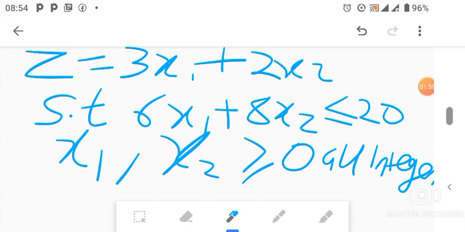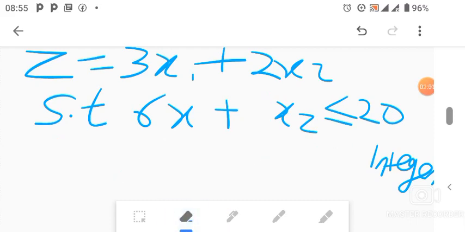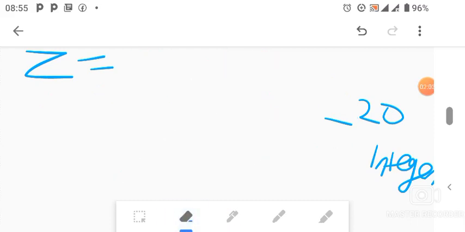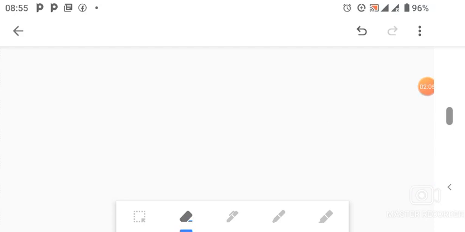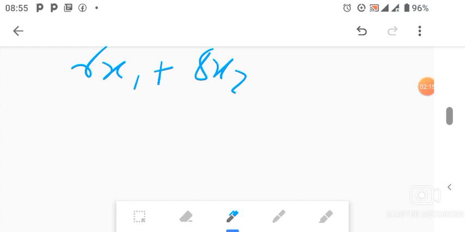I'll just erase this. I'm sure when you rewind this video, you'll be able to see the question again. So you have those constraints, like the first constraint, which was 6x1 plus 8x2 greater than or equal to 20.